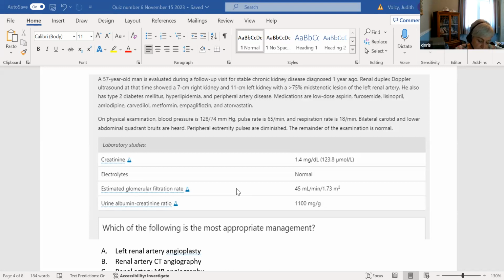So if the kidneys are normal size, then it's less likely to be a chronic kidney disease from hypertension because hypertension usually shrinks the kidneys.